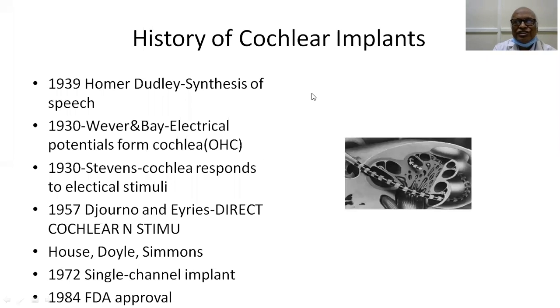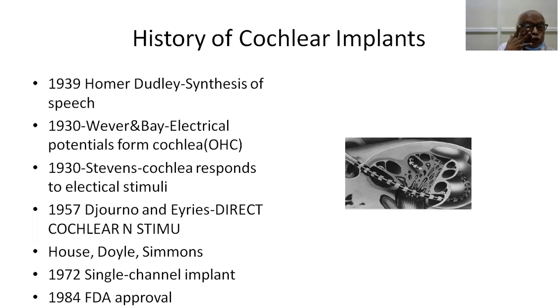So how did the cochlear implant technology evolve? Since 1939, people tried to understand the various aspects of speech, and subsequently Djourno and Eyriès tried to stimulate the cochlea directly, and they heard sounds. They put the implant in the ear and connected it to an electrical stimulus. He described it as the sound of boiling water, as the sound appears when water boils; it was mimicking that.